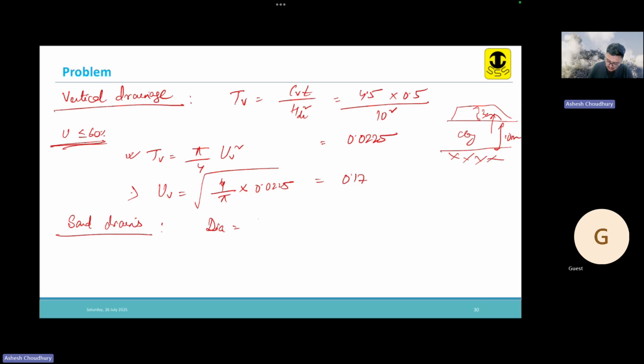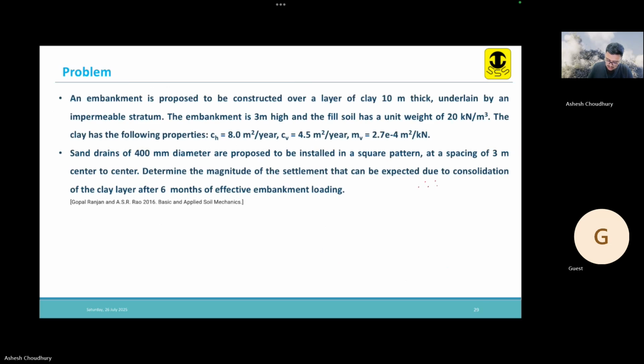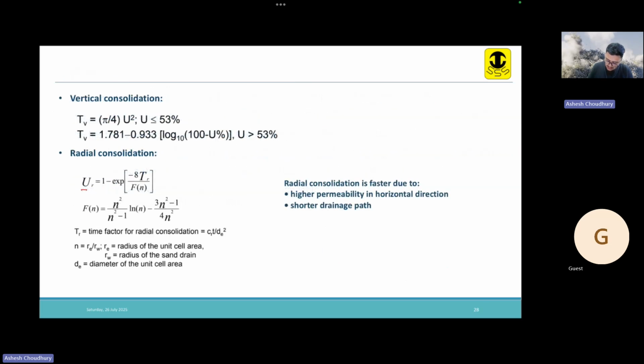The diameter of the sand drain is given as 400 mm. The radius of the sand drain is 200 mm, which is 0.2 meter. Okay, now for a square pattern of arrangement, the equivalent radius is 0.564 times the spacing. Spacing, okay, that gives 1.692 meter. Now, what is capital R? Capital R is nothing but the radius of the unit cell area. RE is nothing but capital R, the radius of the unit cell area.